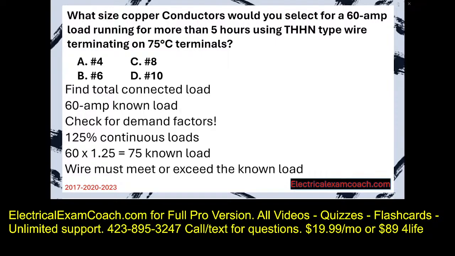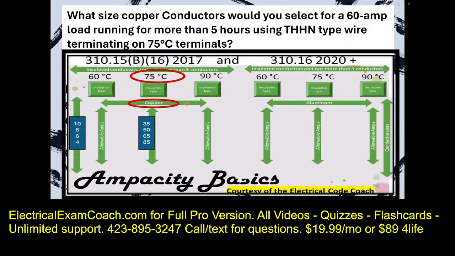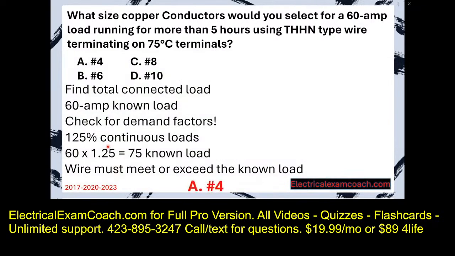We head to our primary ampacity table. We head to the copper side because it wants copper conductors. We're in the 75 degree C column, and we need to go down and find a wire that meets or exceeds 75 amps, and we find that it happens to be a number 4. Let's get to it.